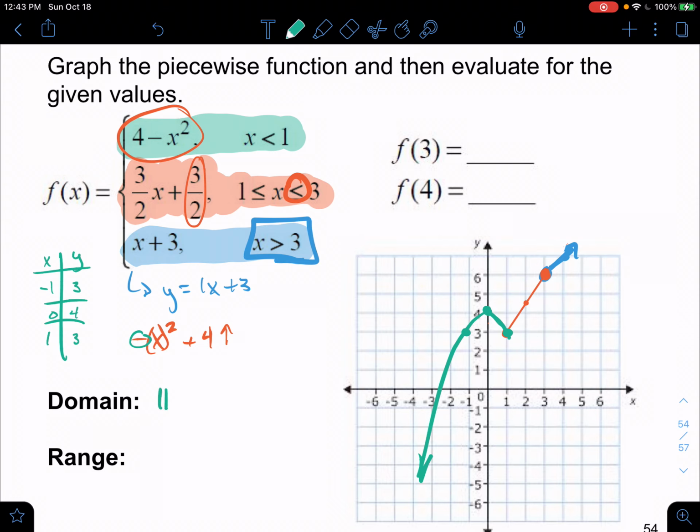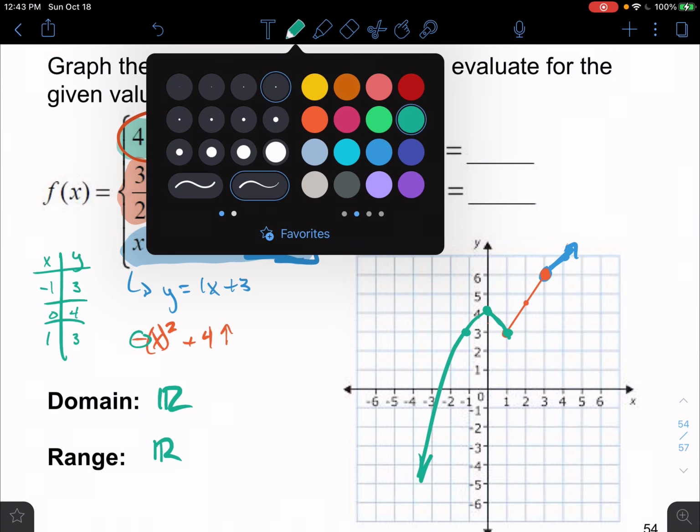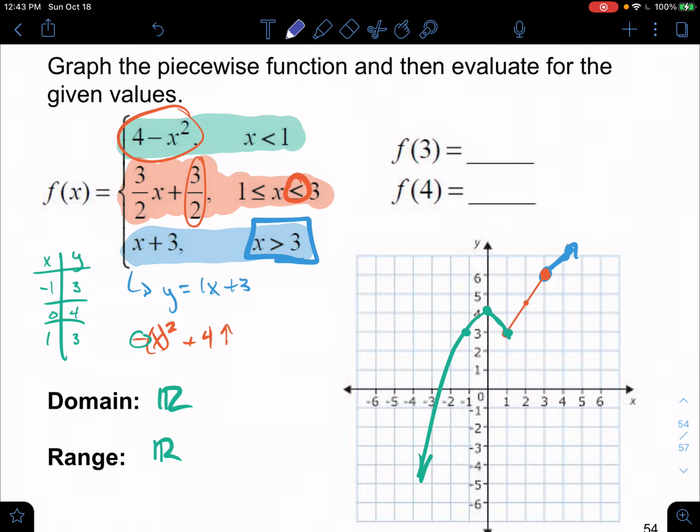Looking at your domain, everything gets hit, so we would say all real numbers. For your range, same thing, all real numbers. The last part, this really ends up being the part that gets used the most, is actually just evaluating.